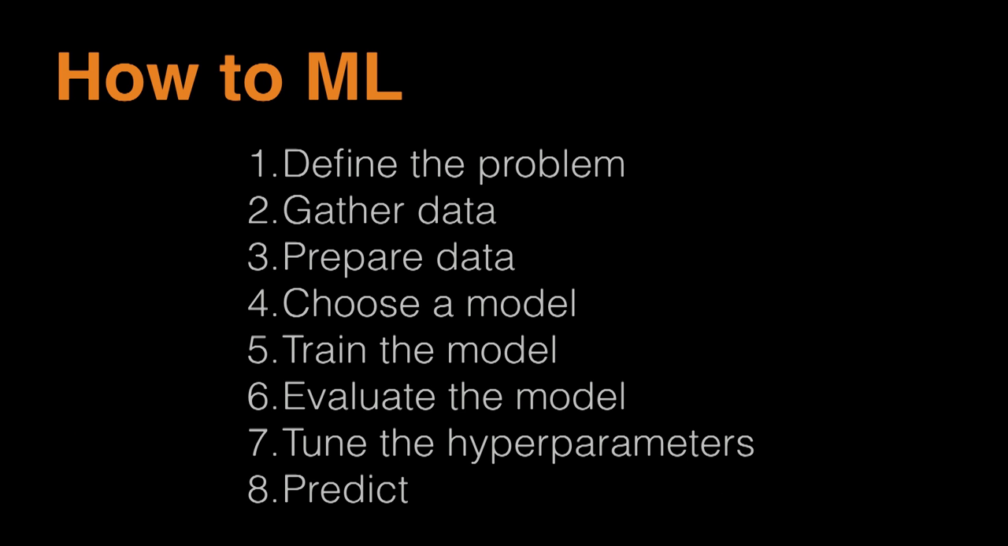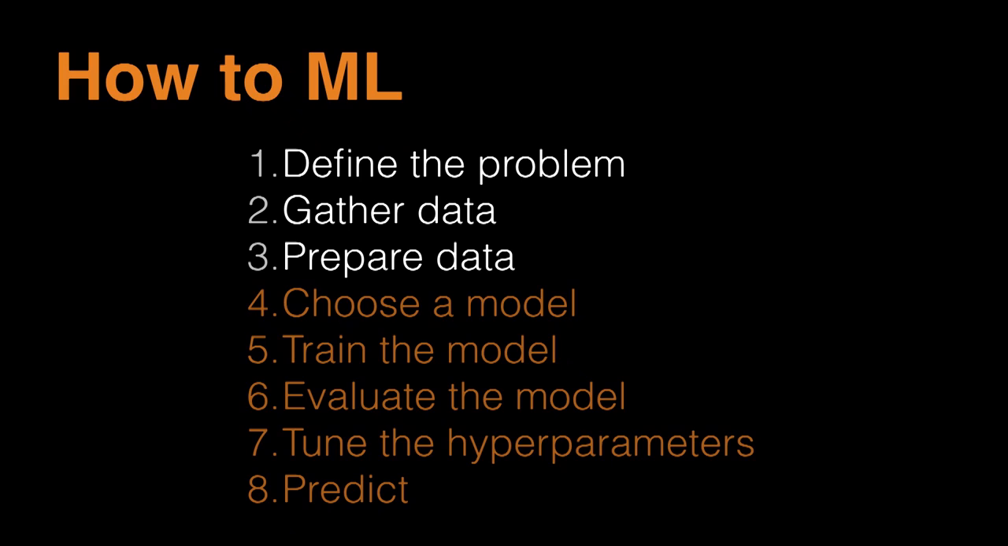To generalize, the steps of machine learning are: you take a problem, you define it, you gather the data, you prepare it, you choose your model, you train your model, you evaluate your model, tune what needs to be tuned, and then you predict. Anything that can be done by a computer is covered by TensorFlow.